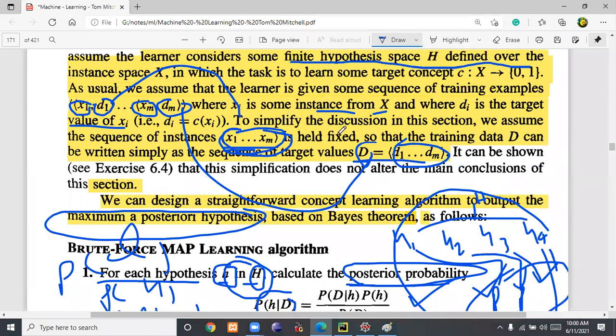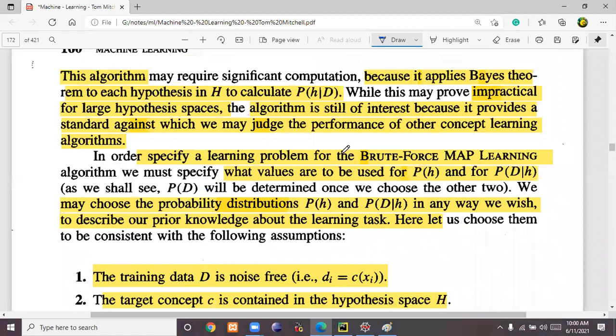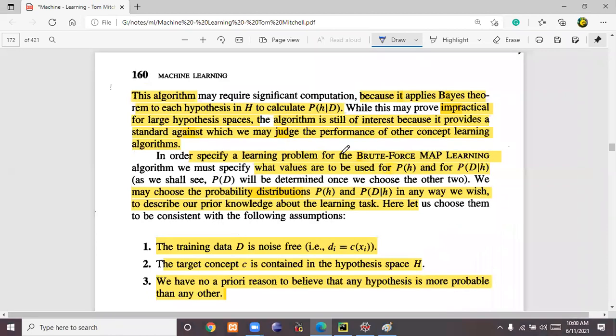And here, this is a very important point. You have to understand it very clearly. These points are complex to understand, but I am telling them in an easy way. Just see. This algorithm applies Bayes theorem to each hypothesis in H. So that's why you calculate P of H given D. You are going to evaluate the hypothesis with the help of the given data set.